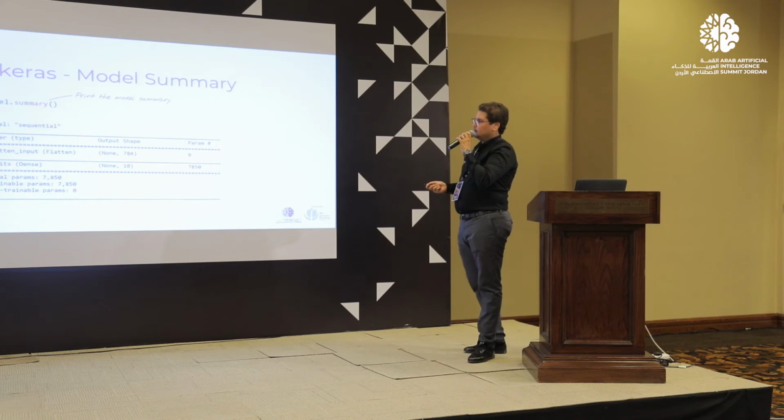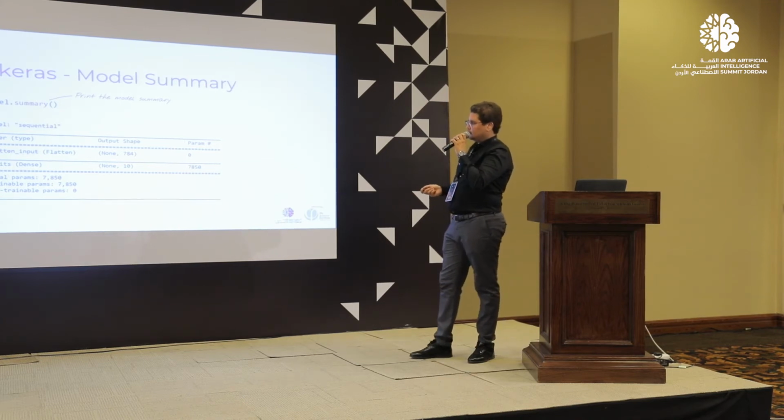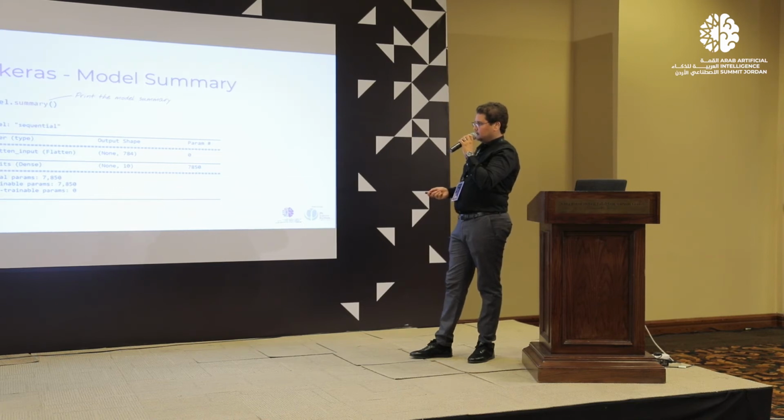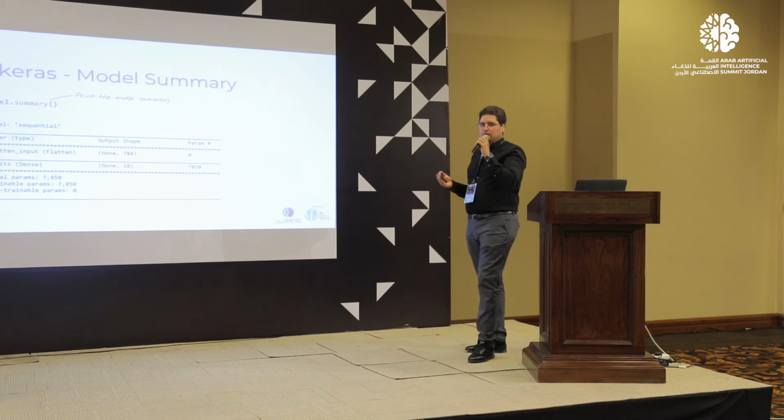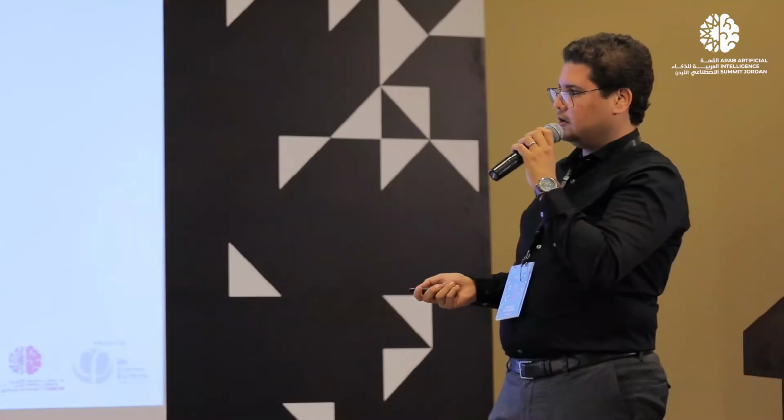After that, when we use model.summary, we get a summary of our model: how many total parameters we have, and how many trainable parameters. The W's, the weights, and the biases are the trainable parameters.